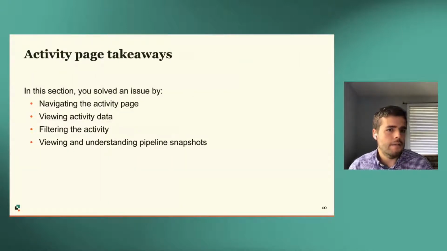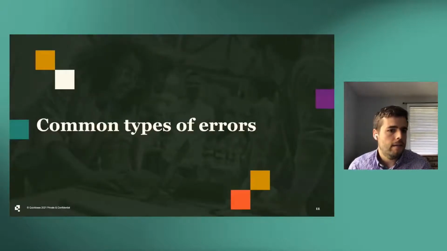So those are some of the things that we wanted to show you about the activity page. There are lots of other different tools, but this gives you a general idea of how to navigate it, how to view the activity data, how to filter by all the things we offer to help you narrow down your search for what went wrong, and also how to view and understand the pipeline snapshots and how to use those to your advantage. And with that, I'll pass it over to Kunjan to go over some common types of errors in pipelines.